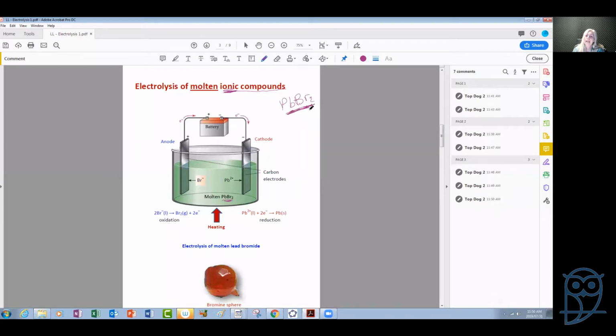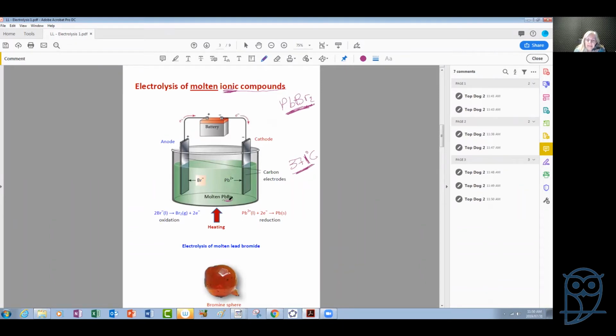But this lead bromide in particular has a low melting point. What is the 300 something? I have written somewhere, but I don't remember. I'll find it. Anyways, 371 degrees Celsius. So 371 degrees Celsius is enough to melt this lead bromide. So it's very convenient to use this as an example. It's less than anything else.